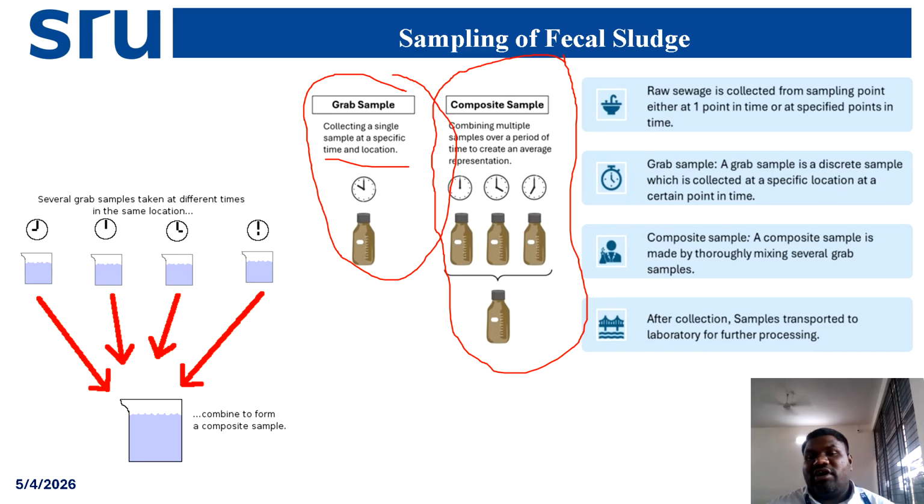For suppose water is flowing, how to collect the sample? A grab sample means at a particular time and a particular location you take the sample. That is called a single sample. If you take multiple samples at a particular location at different time intervals, you get different samples at that location, but the time will vary. If you mix these samples from different time intervals, that is called a composite sample. A composite sample is a more reliable sampling method compared to the grab sample.